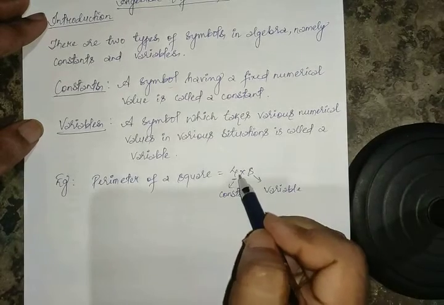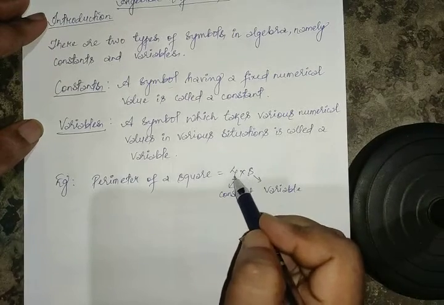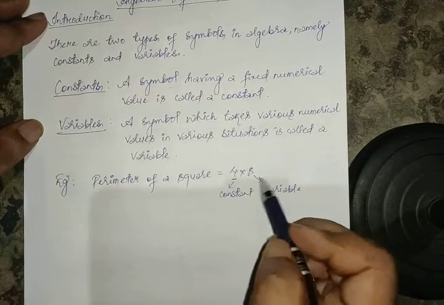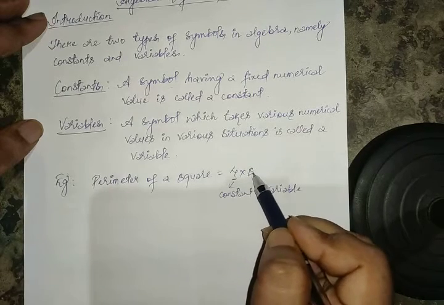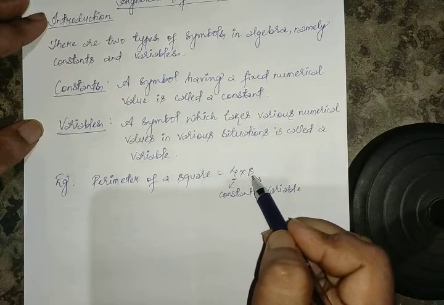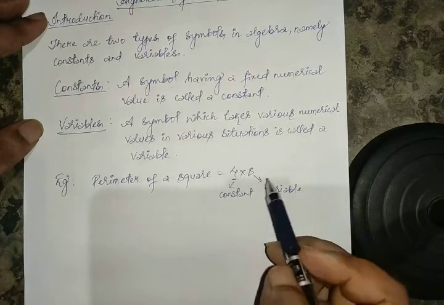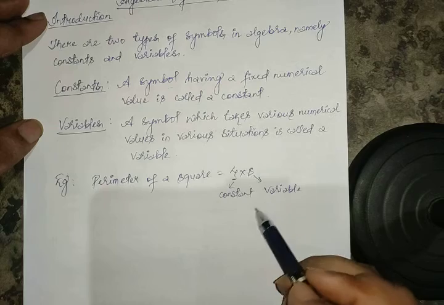So basically the numerical value, that means the number, is called a constant, and the alphabet, so here it is s. It can be any alphabet, a b c d up to z. Those alphabets are known as variables.